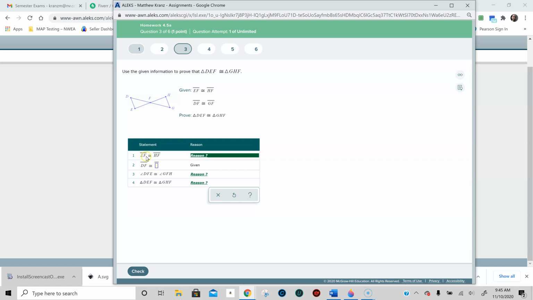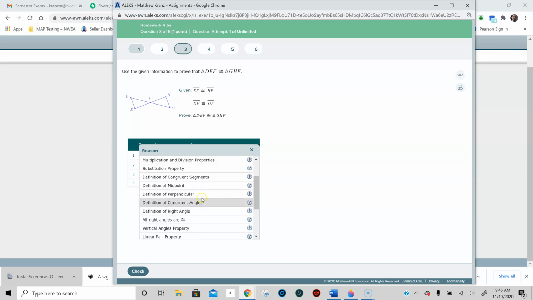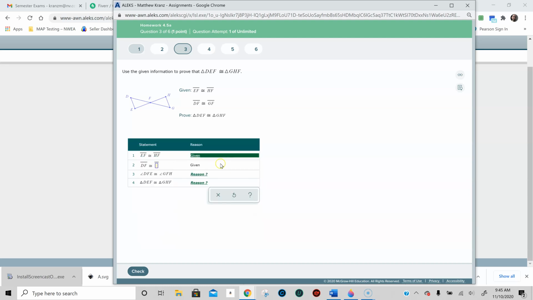How do we know that EF is congruent to HF? Well, it's right here, right? It's given. So we click reason, and we go ahead and select given, up at the top. Given. All right. Now, it says that there's another statement, DF is congruent to some other line, and it's given. Well, that's up here, right? So we're just going to type in GF.